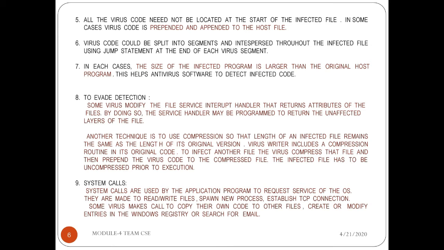Next, ninth point, system calls. System calls are used by the application program to request the service of the operating system. They are made to read or write files, swap in a new program, establish a TCP connection. Some viruses make calls to copy their own code to other files, create or modify entries in the Windows registry, or search for email.